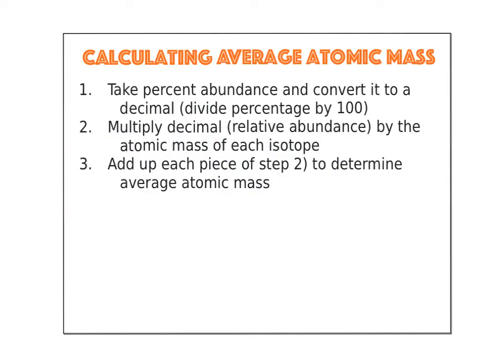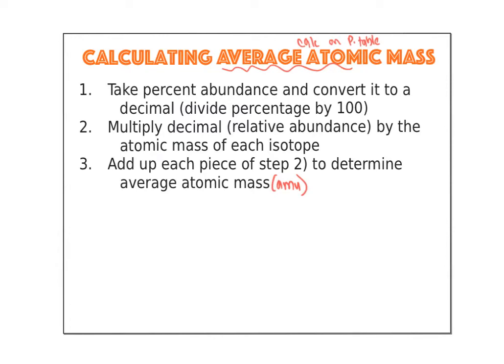All right, so calculating average atomic mass. Let's get into figuring these out. This is, remember, the one that's calculated on the periodic table. So first thing we're going to do is take the percent abundance of each isotope and convert it to a decimal. So we have to divide that percent by 100. Then we're going to multiply the decimal, which is now called the relative abundance, if you want to know what that's called, by the atomic mass of each isotope. And then we're going to add up each result from step 2, and that will give us the average atomic mass, which has a unit AMU.